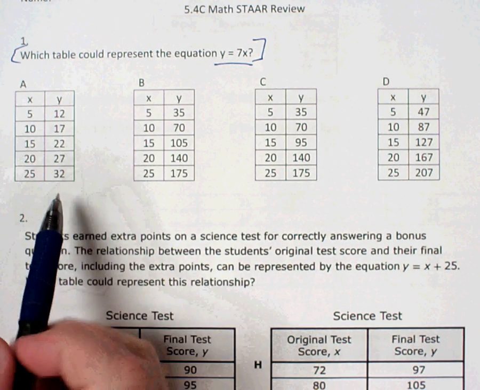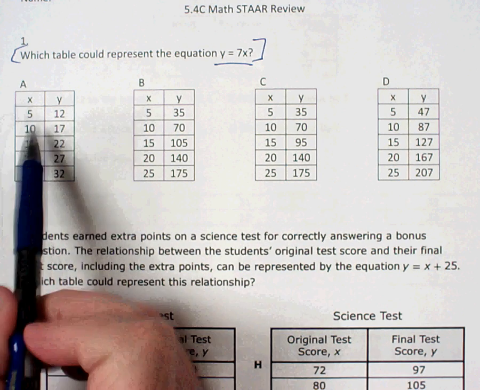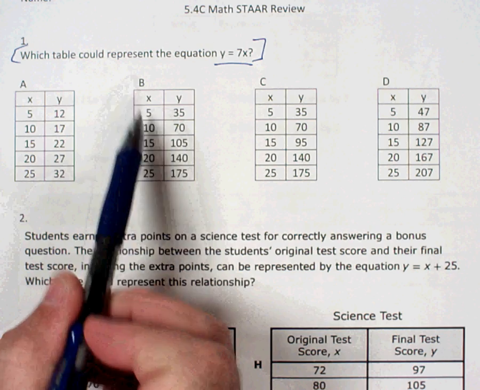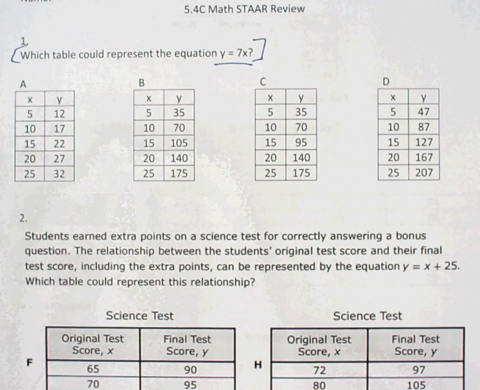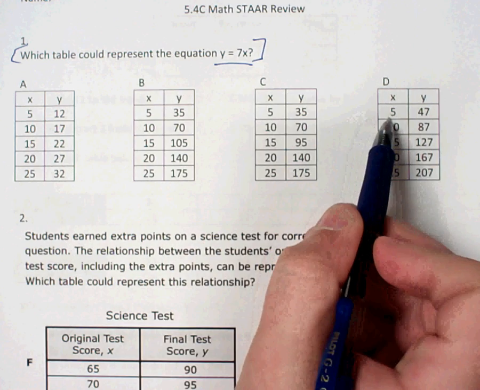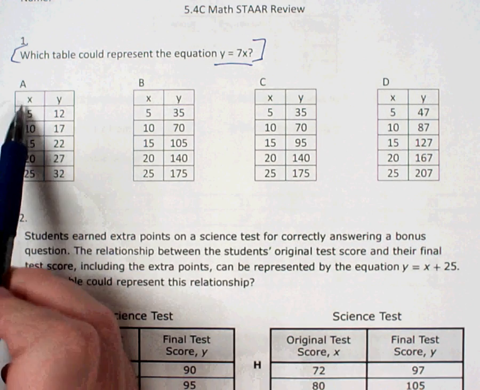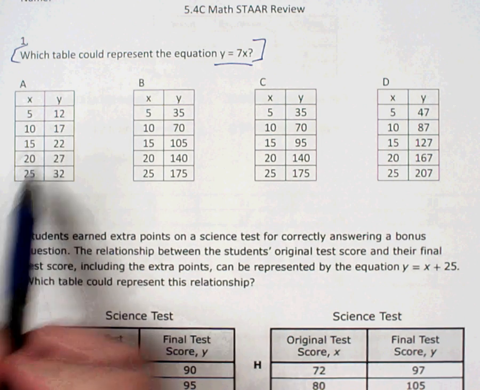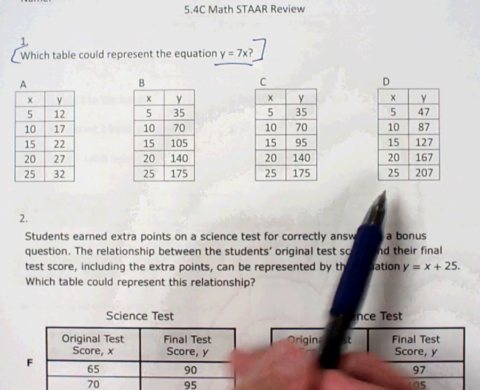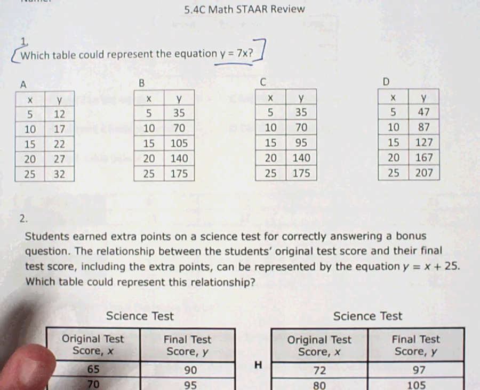And so the first thing you want to do after you read the question, you kind of understand what it's asking for, is you want to look at the x inputs for each answer choice. And what we're looking for is, are the x inputs the same? And what we find on this question is that they are. So my x inputs are going to be 5, 10, 15, 20, and 25. And they're going to be that for every single answer choice.